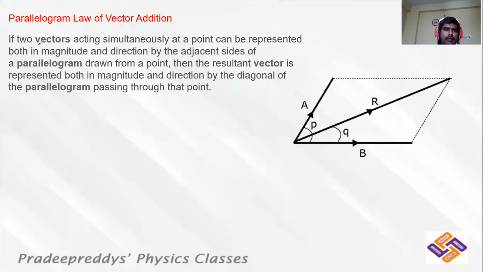See, in this statement it is given that if two vectors acting simultaneously at a point can be represented both in magnitude and direction by the adjacent sides of a parallelogram drawn from a point, then the resultant vector is represented both in magnitude and direction by the diagonal of the parallelogram passing through that point. So what does this statement mean?